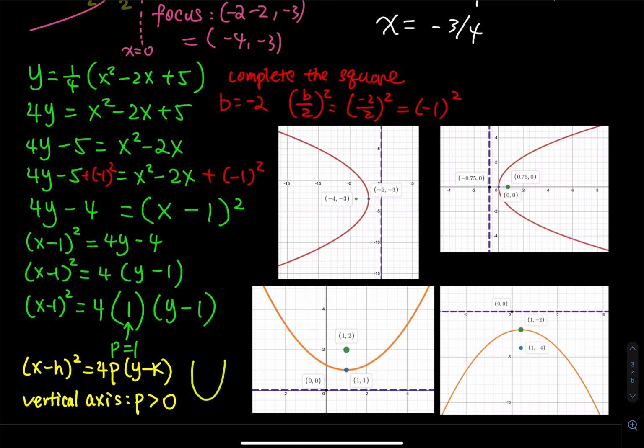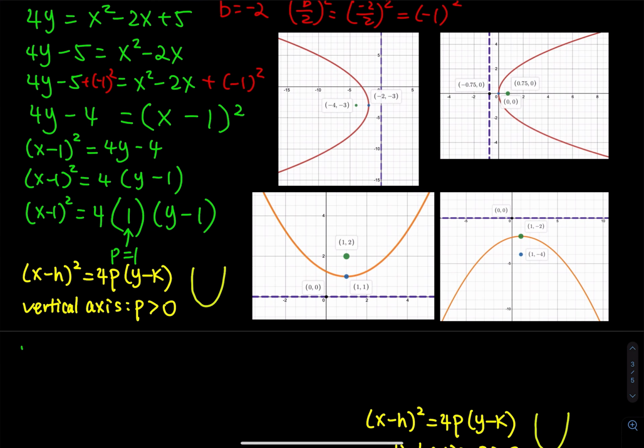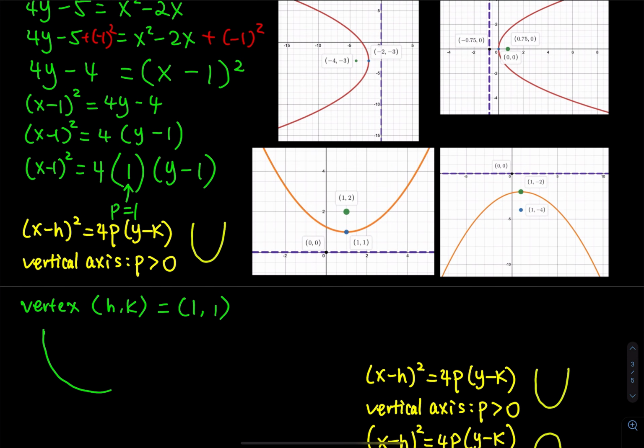So the next step is we will have to write down the focus. The vertex is h comma k, which is 1 comma 1. And then since p is equal to 1, we add 1 unit. And so here is my parabola, and the vertex is at 1 comma 1. So that means the focus is right here, and the directrix is right over there.